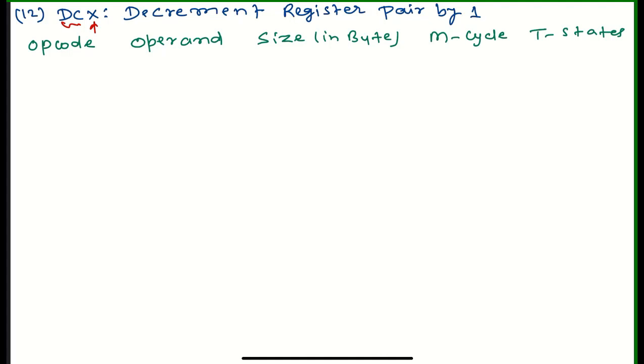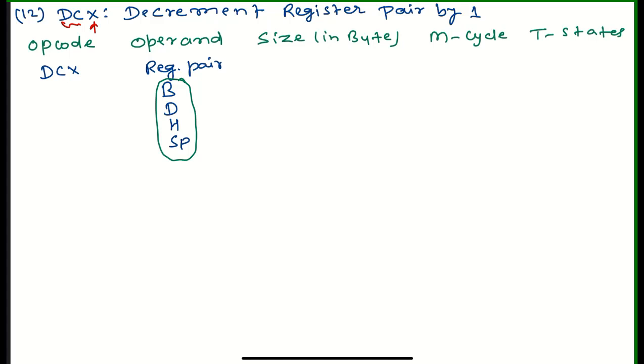So first of all, we'll see the opcode. The opcode for this instruction is DCX, and as an operand, it will be the same as INX. So here also it has a register pair, and which register pair? That is the BC register pair, denoted by B, the DE register pair denoted by D, the HL register pair denoted by H, and the stack pointer register pair denoted by SP. So these four register pairs are used along with the DCX instruction.